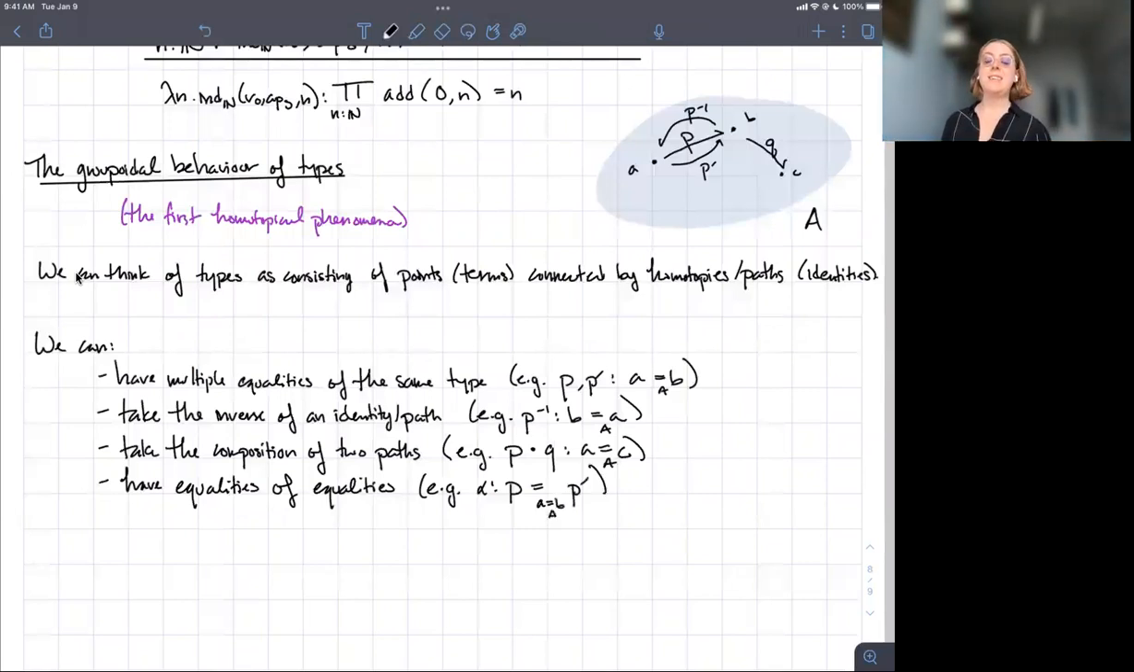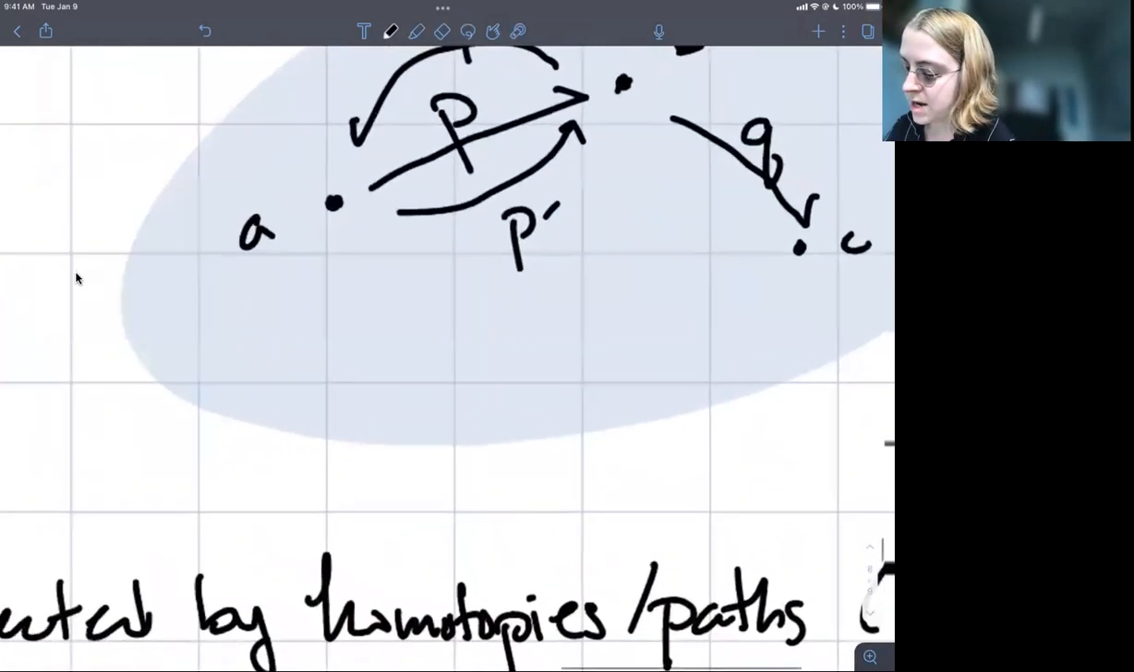Which we might call a nested identity type, right? Because we see these two equal signs and we can keep going. We can have equalities of equalities of equalities of equalities of equalities. And so we see this tower of equalities. Okay, and here in this picture, let me just zoom in a little bit.